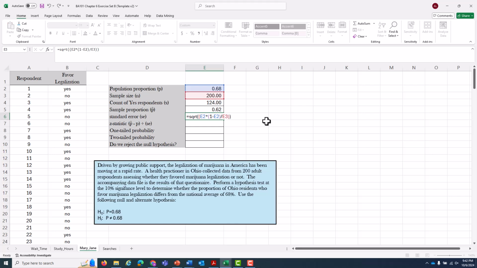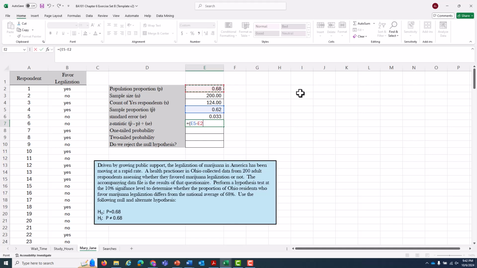And it comes out in this one that we have a standard error of about 3.3%. Now, to find my z statistic in this case, I'm going to fill in my inputs that I just calculated. It's going to be equal to, open a parenthesis, our p hat, our sample proportion, which is 0.62, minus our population proportion, the national average of 0.68.